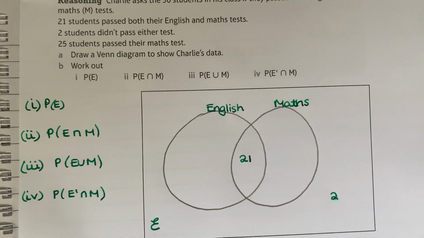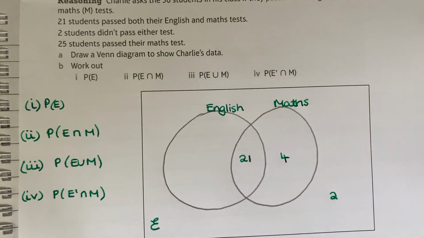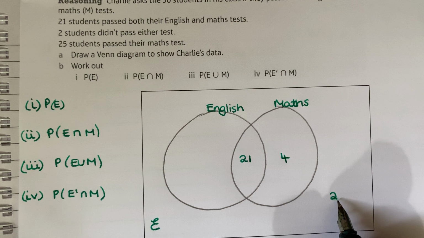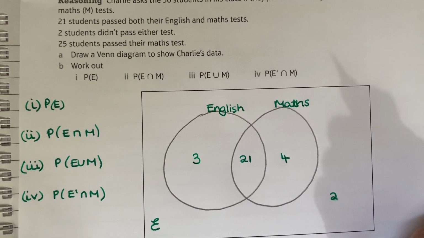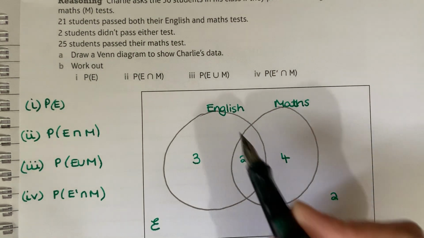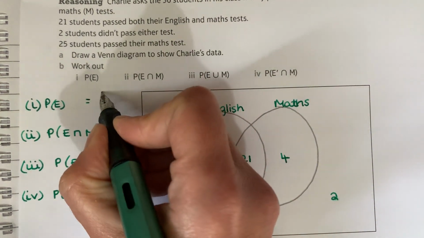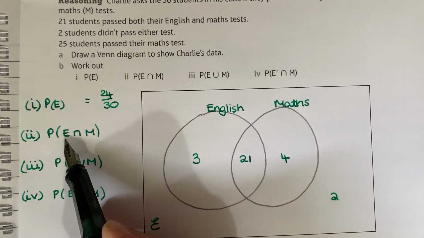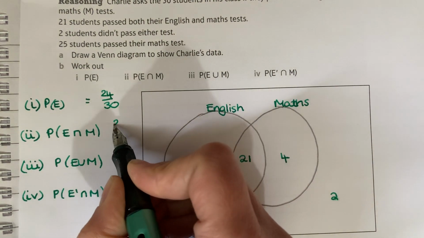25 passed their maths test, so that means I've already got 21 in the middle, so I needed 4 more here. Okay, and then therefore, I know all of the numbers need to add up to 30, so I'm going to have 3 here. So I've drawn the Venn diagram to show all the data. Now I want to know what's the probability of it being E, so that's these here, so that would be 24 out of 30. The probability of being English and maths will be this middle bit here, 21 out of 30.